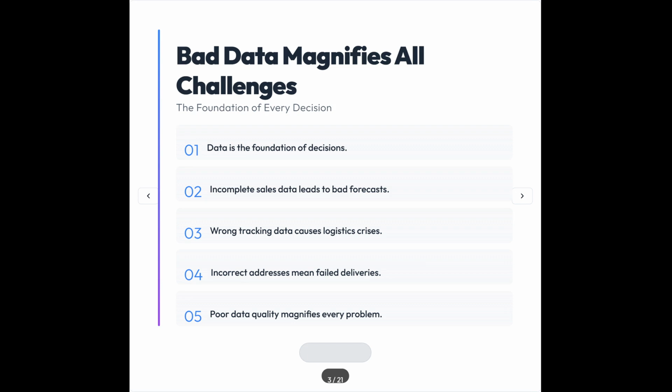An inaccurate demand forecast is often caused by incomplete historical sales data. A logistics delay becomes a crisis when your tracking data is wrong. You can't manage supplier performance if your data on their delivery times is inconsistent. A simple error, like an incorrectly entered customer address in the sales system, guarantees a failed delivery, wasted shipping costs, and an angry customer. Poor data quality magnifies every other problem you have.